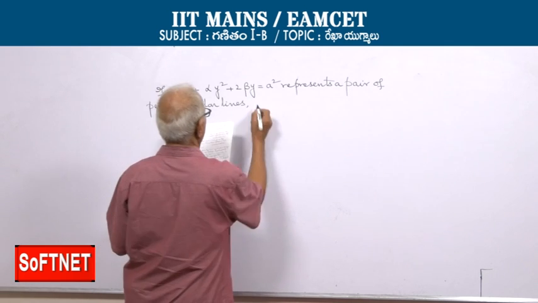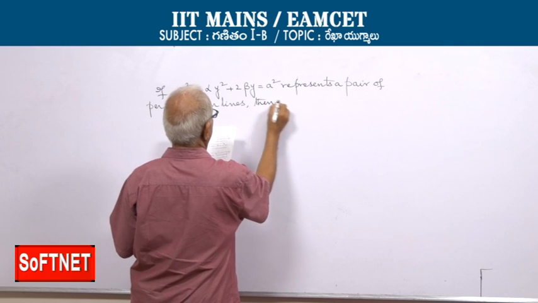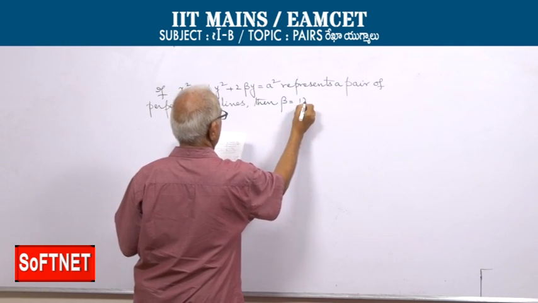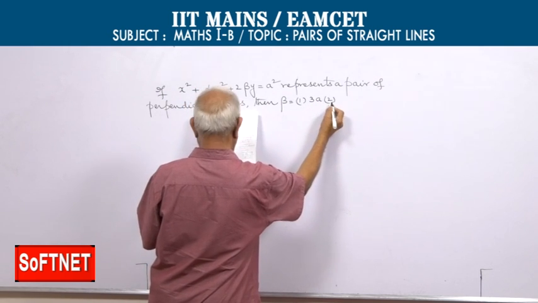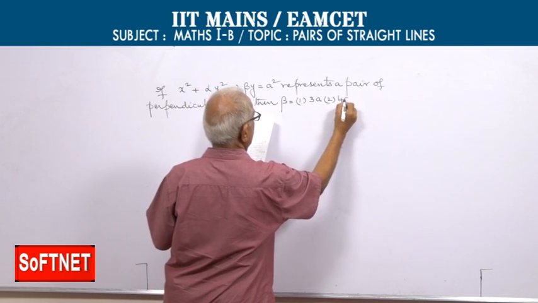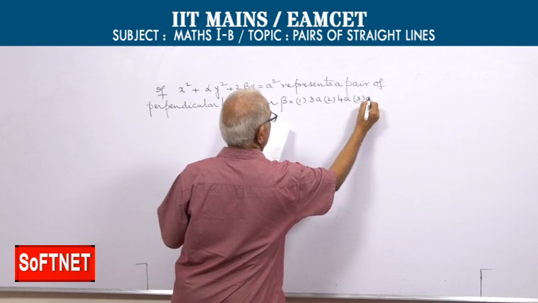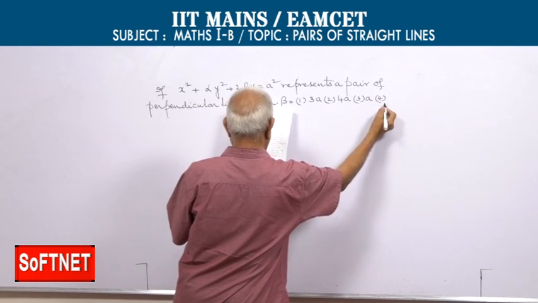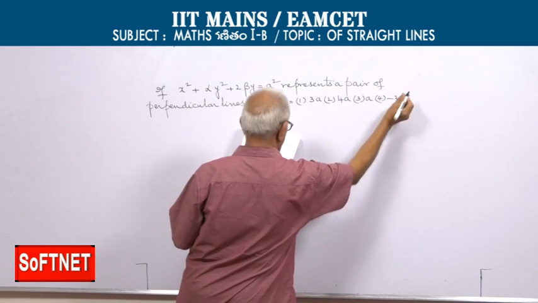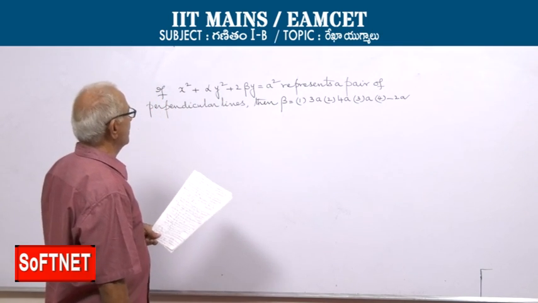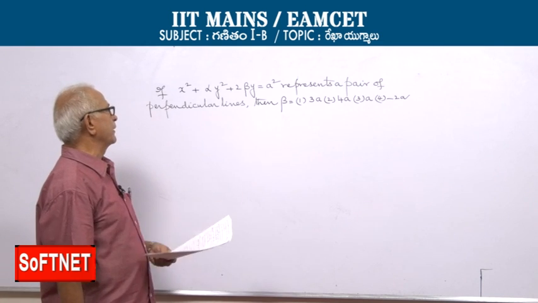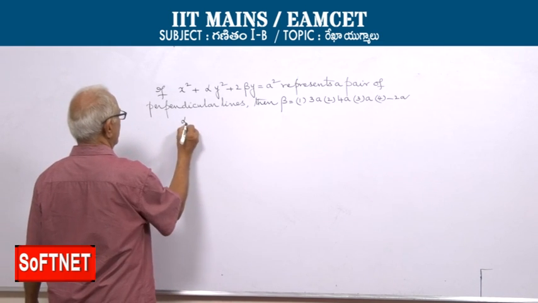Then beta equal to, options 3a, 4a, a, minus 2a. So, these are the 4 options given, 2014 EAMCET paper. Well, first of all, because this equation represents a pair of perpendicular lines, alpha must be equal to minus 1.